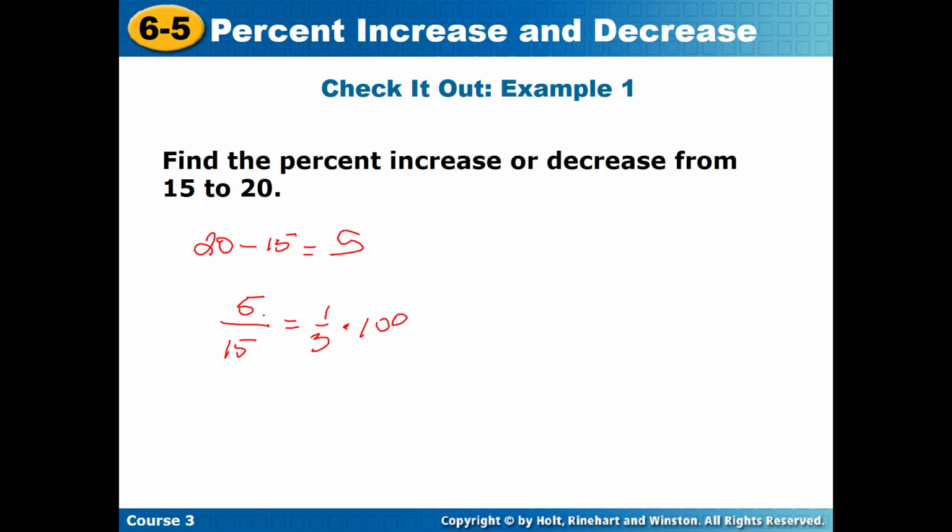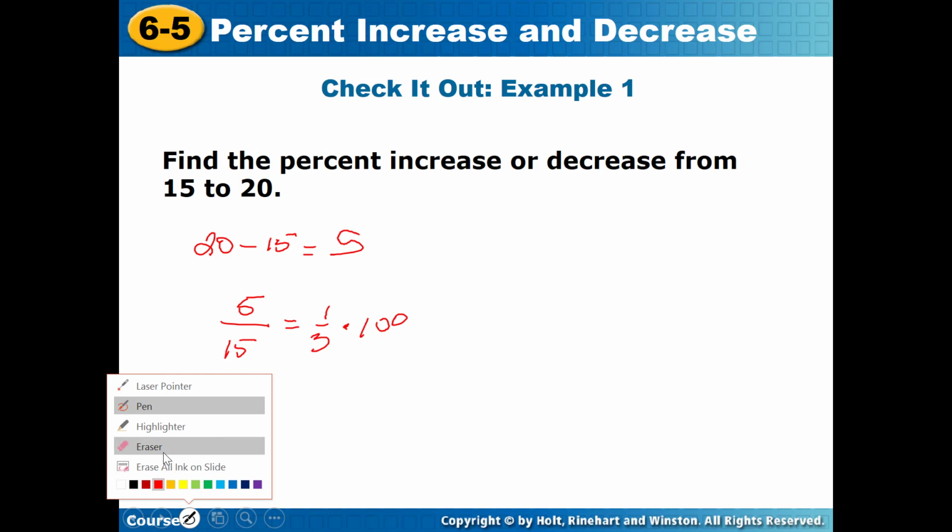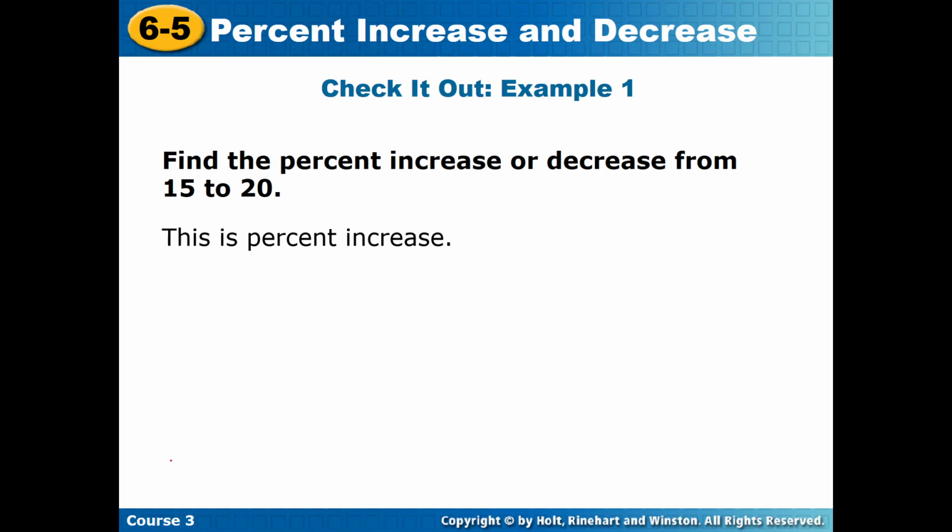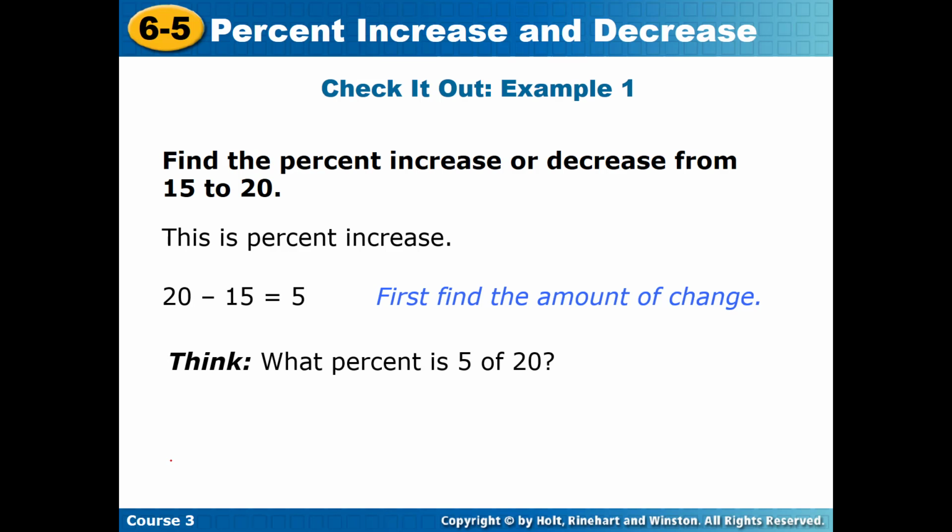So let's see what they did. Let me clear off this ink down here on the screen here. What they do, find the percent of increase, is first find the amount of change, 20 divided by 15. And then we are looking for what percent is 5 of 20. And this one, they actually did the wrong problem. Okay, because this should be 5 of 15, because the 15 is the original amount. So this problem here, this one is actually wrong. Okay, so this number right here should be 15, which is going to make all the rest of this stuff incorrect.